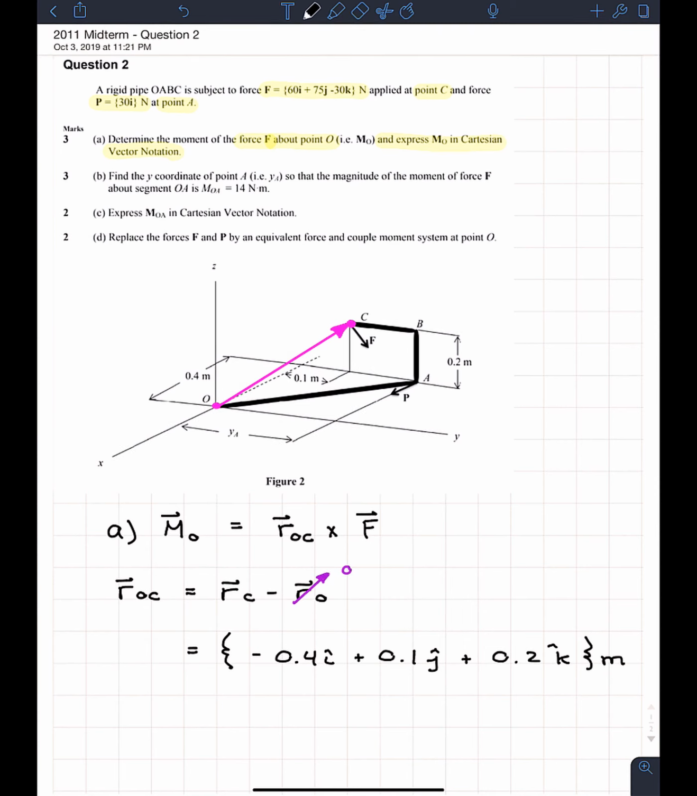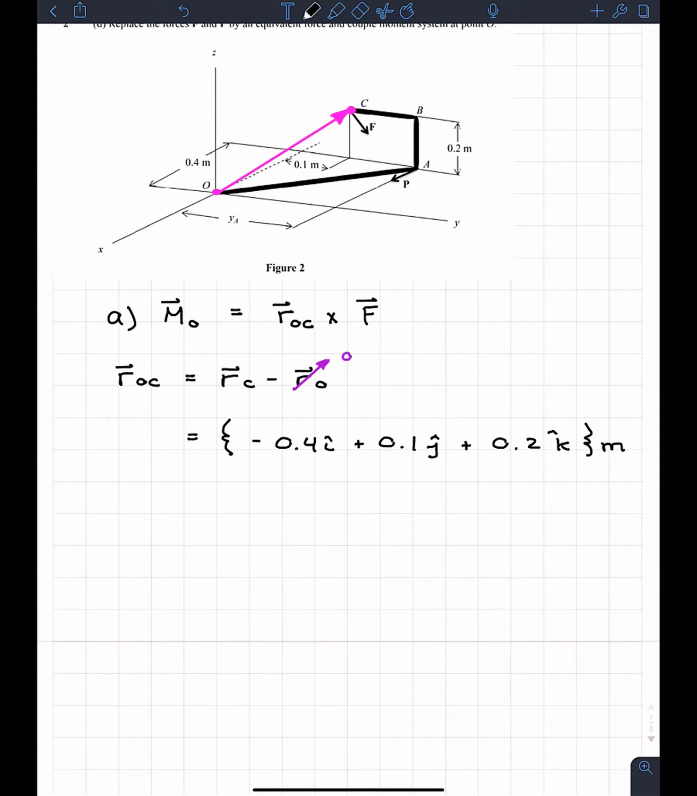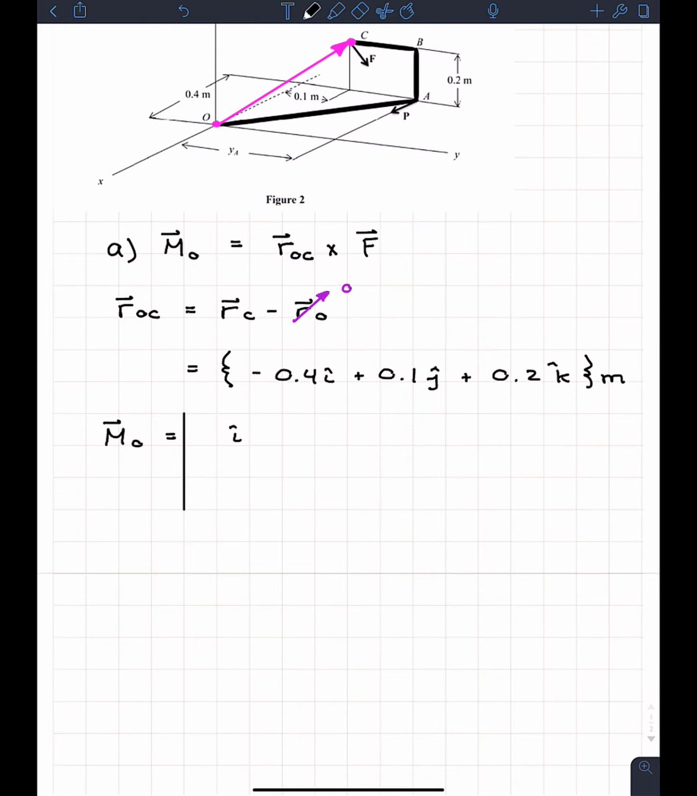We have our force vector already in Cartesian vector notation. Thus, we can skip right to the end and conduct the cross product. So the moment at O is going to be equal to, and then we're going to have to set up our nice kind of matrix. And yes, this will be very, very important. This is one of the things that if you get the final answer wrong, this is one of the first places we check to see where it could have been a possible mistake.